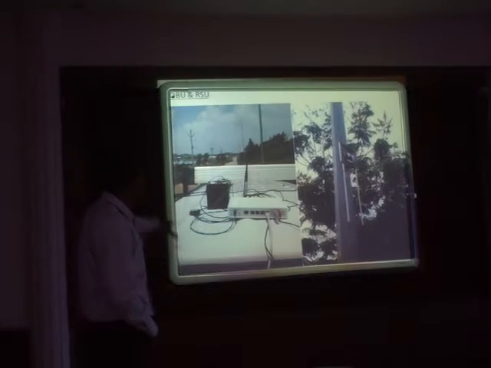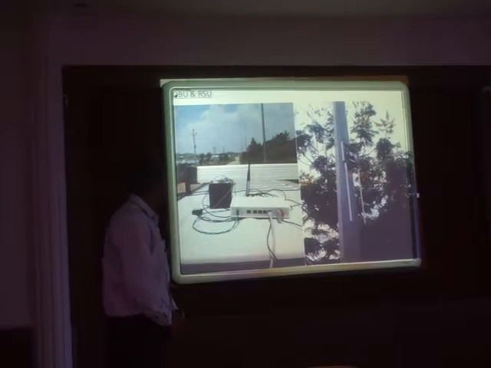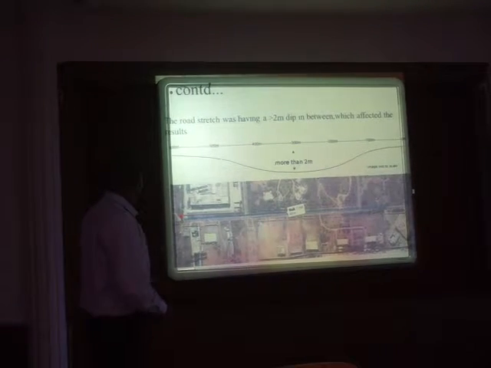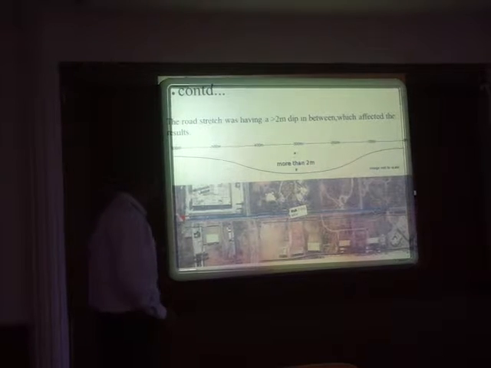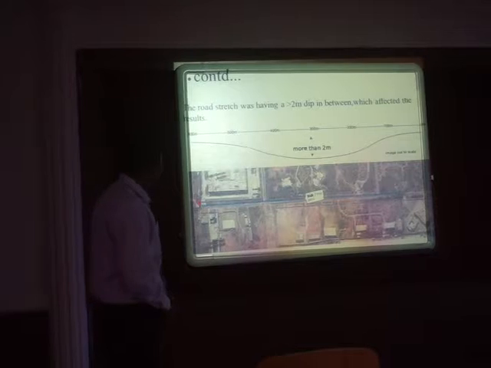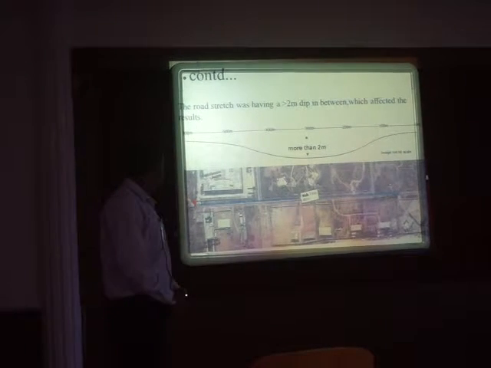These are pictures of it. There is the OBU on the car, and this is the RSU on the pole. The road stretch that we conducted our test on had a huge dip in the middle, whose depth was more than 2 meters, and this is the Google view of the road.